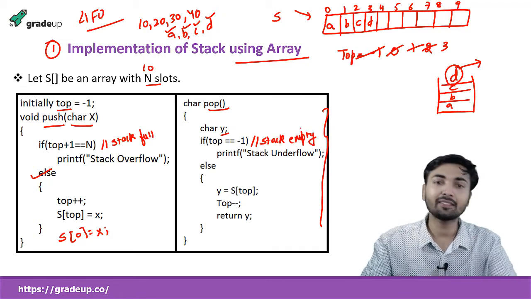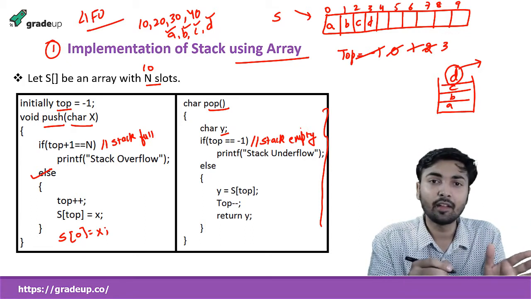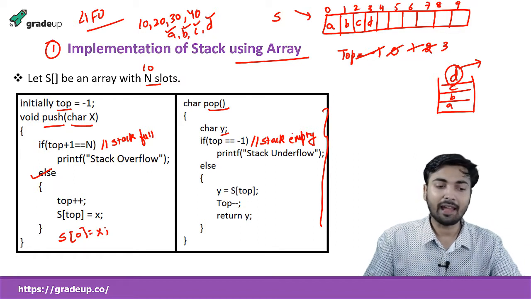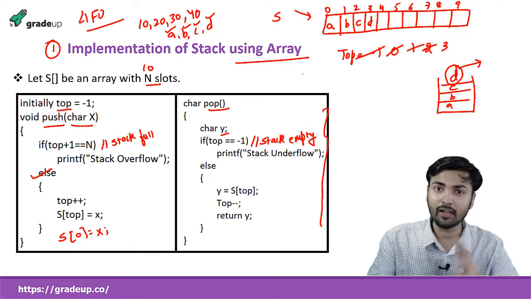That means your stack is empty, right? If you don't have any element in the stack, what will you pop, right? So this is for stack empty. But now our stack has some elements. Our stack has 4 elements, right?